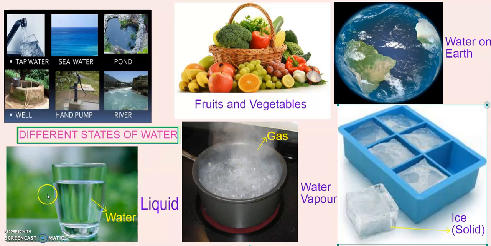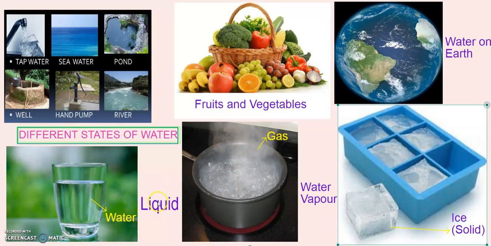Okay, this is the first form of water. It is in the liquid form. When we boil water, it produces water vapor. It is in the form of gas. So gas is another form of water.